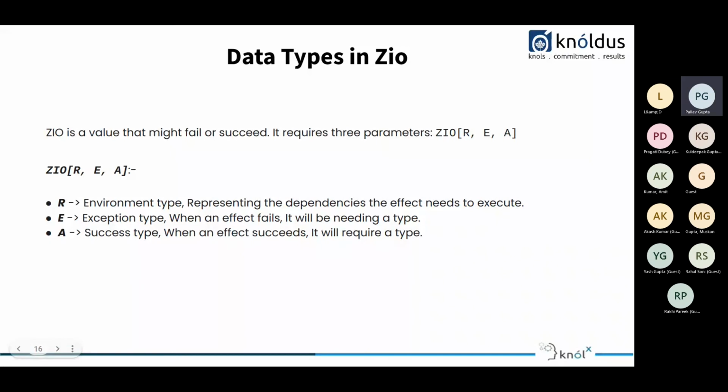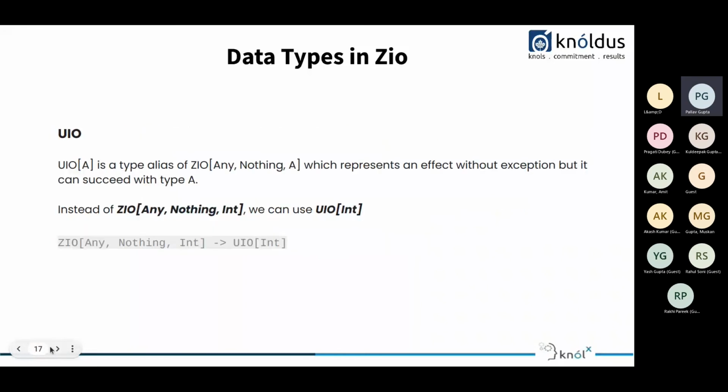So the next type is A, which is the success type. When an effect succeeds, it will require a type, which can be any of integer, string, double, long, boolean, etc. So let's move forward with its individual types.